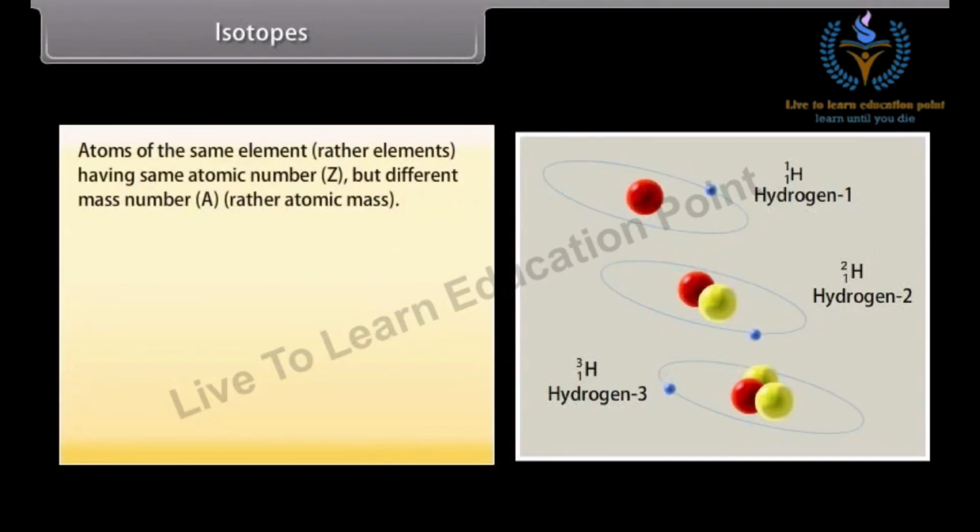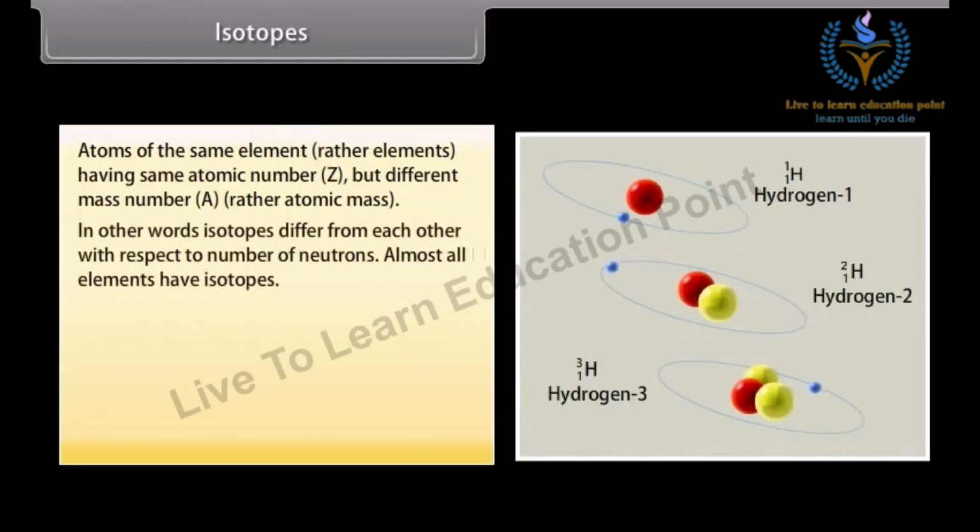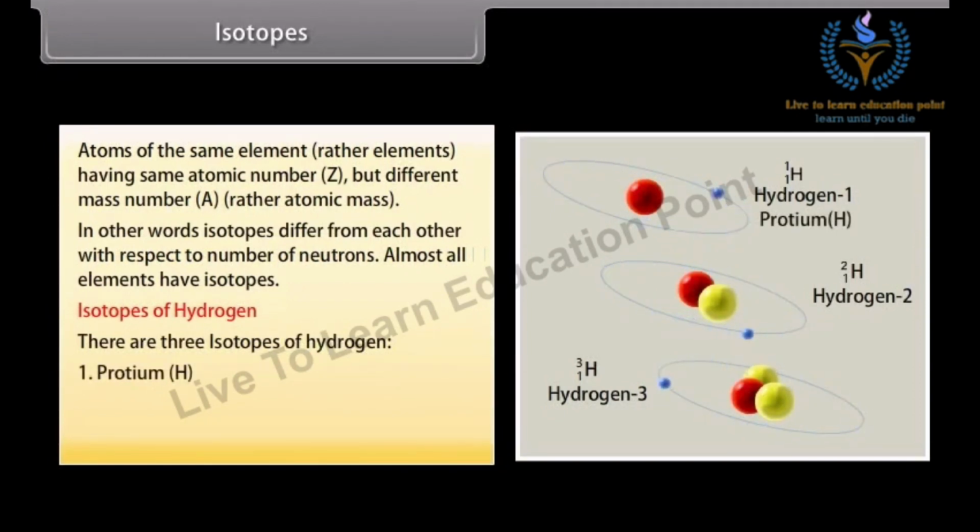Isotopes are atoms of the same element, or rather elements having the same atomic number Z but different mass number A, or atomic mass. In other words, isotopes differ from each other with respect to the number of neutrons. Almost all elements have isotopes. Isotopes of hydrogen. There are 3 isotopes of hydrogen: 1. Protium. 2. Deuterium. 3.